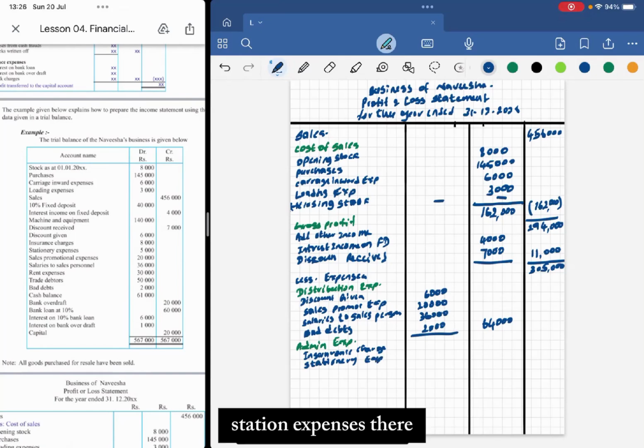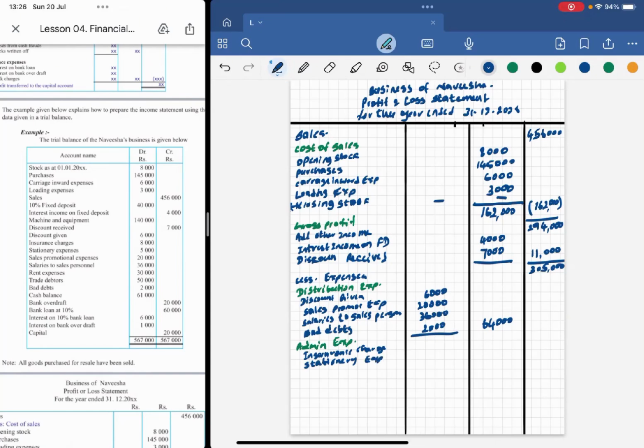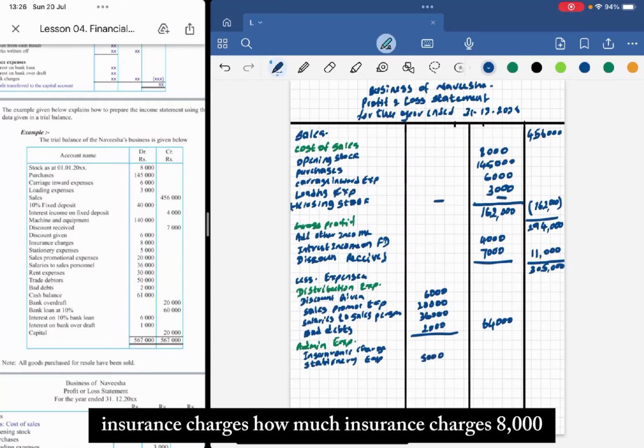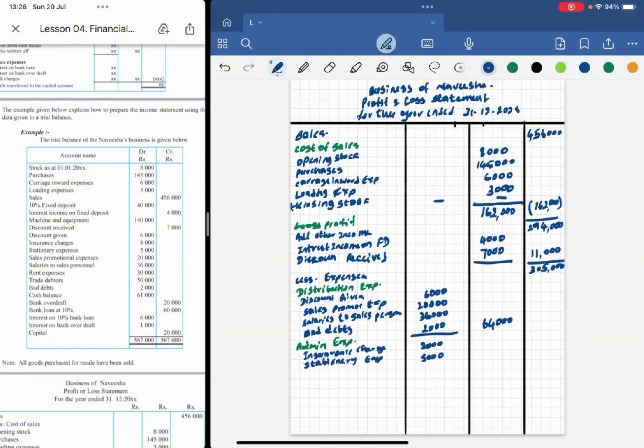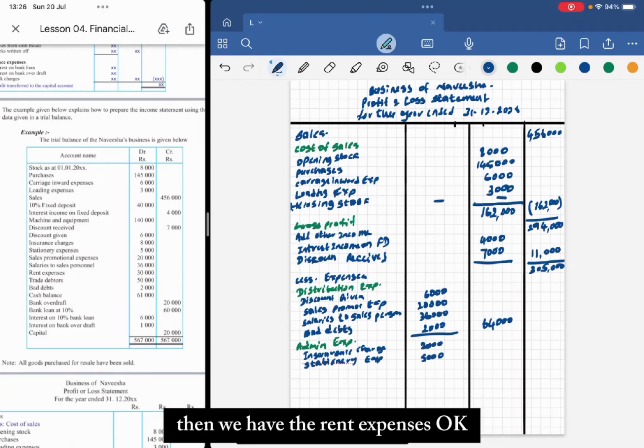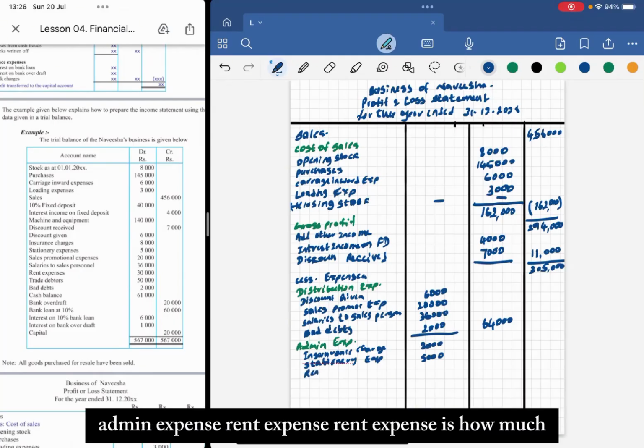Station expense is there, which is 5,000. Insurance charge is how much? Insurance charge is 8,000. Then we have the rent expenses. Okay, admin expense, rent expense. Rent expense is how much? 30,000.